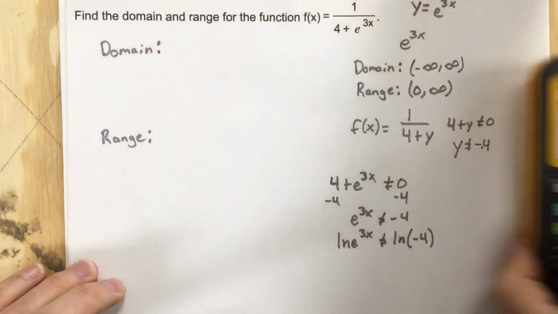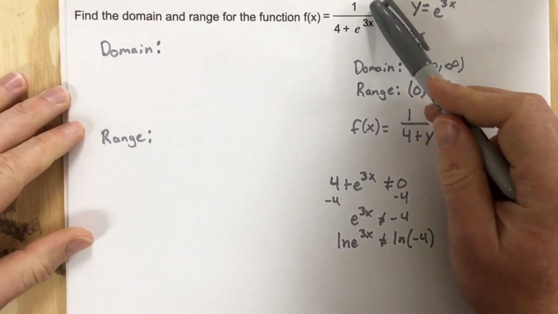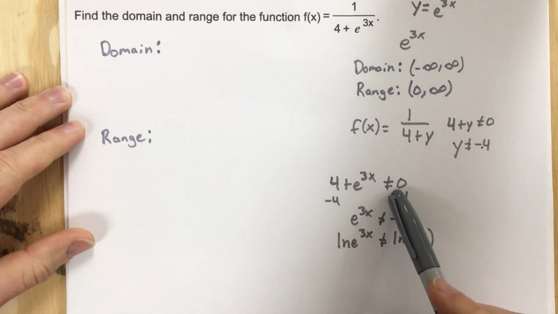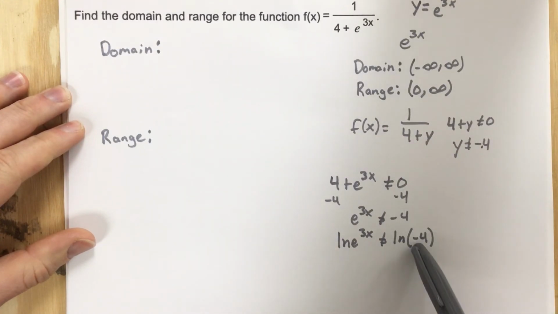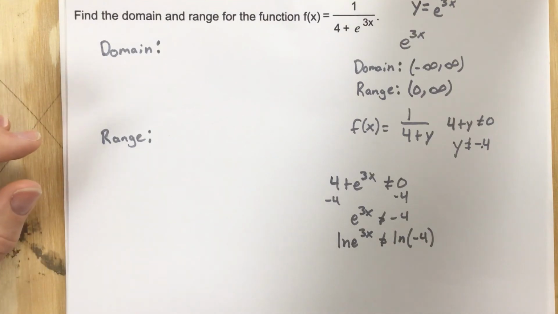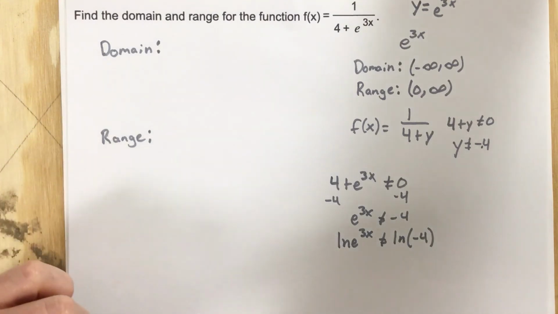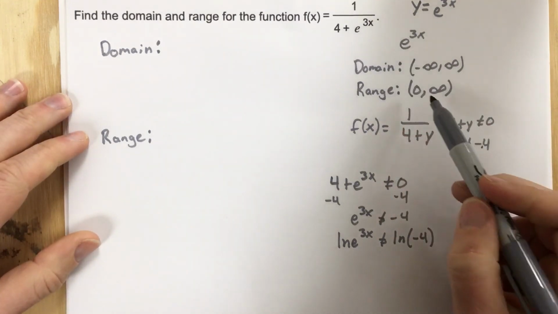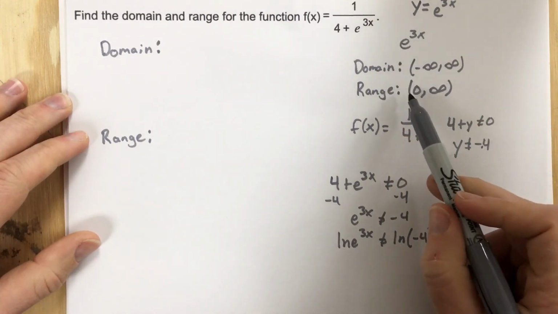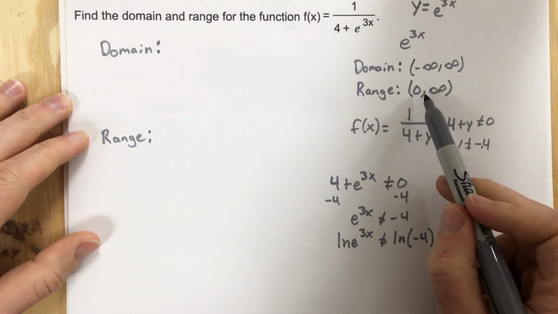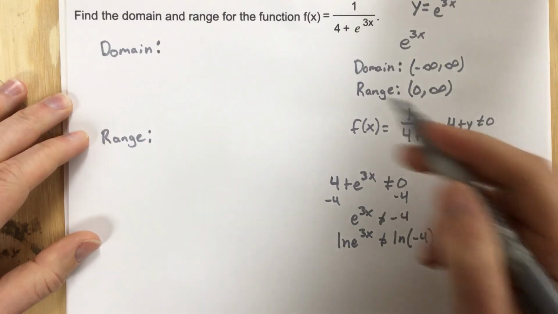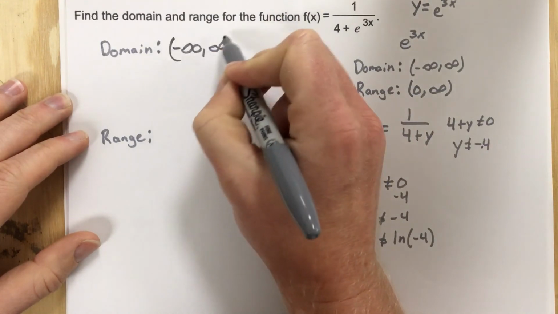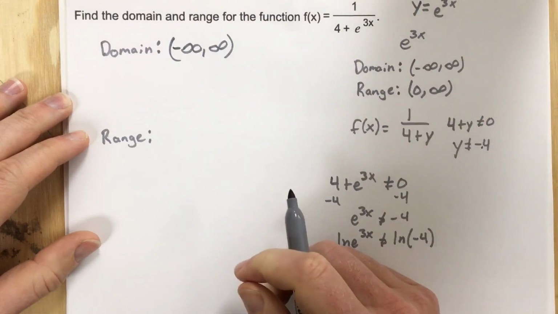It doesn't give you a real solution. So if I go about doing what I normally would with a rational function and say this bottom cannot equal 0, I'm going to run into a domain error, meaning I cannot actually get 0 in the bottom. So what's the domain of this function? Well, I can plug anything in, because my e to the 3x value always gives me 0 to infinity, so I never get negative 4. So this domain is negative infinity to infinity, just like the e to the 3x function.